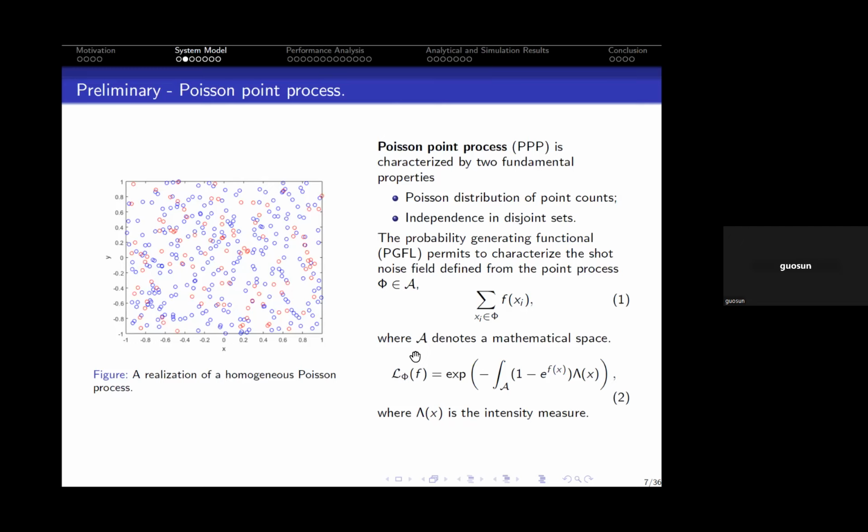The most attractive one is the shot noise field. If every point sends some signal, some mark drawn from the function f, then you can compute the sum of them in a very convenient way by equation 2. And we are going to use this equation 2 again and again in the following.